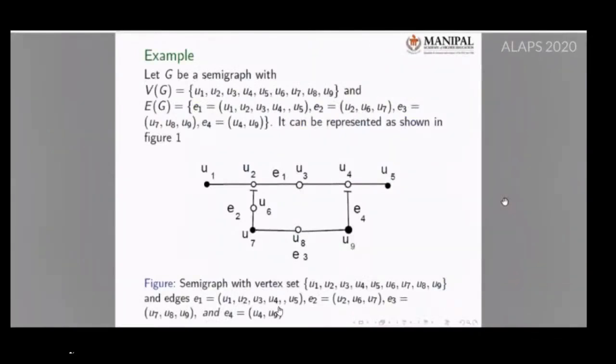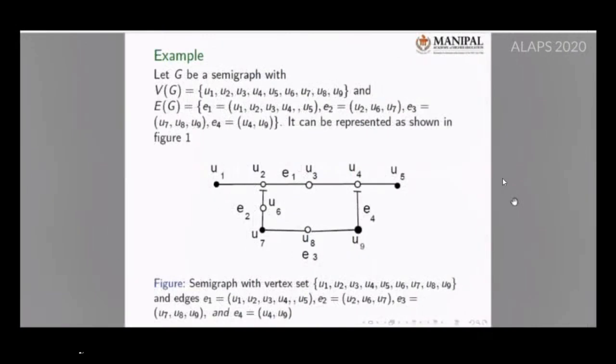Since semigraph is not such a familiar structure, I would like to show what a semigraph looks like. This is the semigraph I have taken. A semigraph is basically a generalization of a graph with multiple vertices on edges. You can see I have labeled it: E1 is an edge with 5 vertices, whereas E2 and E3 are edges with 3 vertices each, and E4 is an edge with 2 vertices.